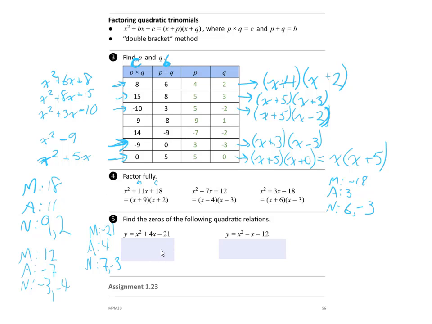So now we reveal our factored form here: x plus 7, x minus 3. Now, whatever x value will give you 0 inside the bracket. So if you have x plus 7, that means that x equals negative 7. If we have x minus 3 equals 0, we have x equals 3. There we go. Our zeros are negative 7, like I said here, and positive 3, like I said over here.